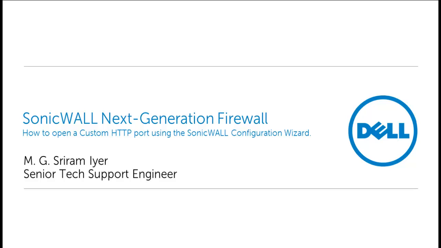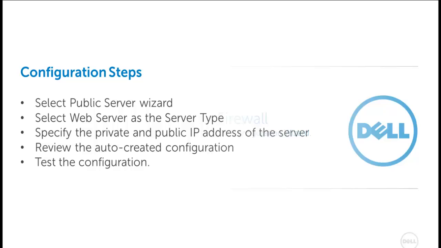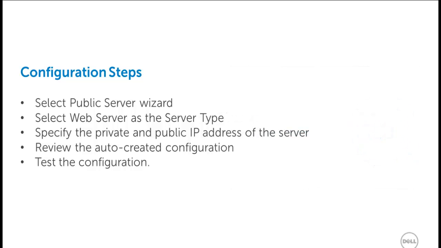In this video, I'm going to show you how to open a custom or non-standard HTTP port using the SonicWALL Configuration Wizard. The SonicWALL Configuration Wizard helps you to quickly and easily configure various features of the Dell SonicWALL security appliance. The steps to open custom ports using the wizard are: select Public Server Wizard, select Web Server as the server type, specify the private and public IP address of the server configuration, review the auto-created configuration, test the configuration.